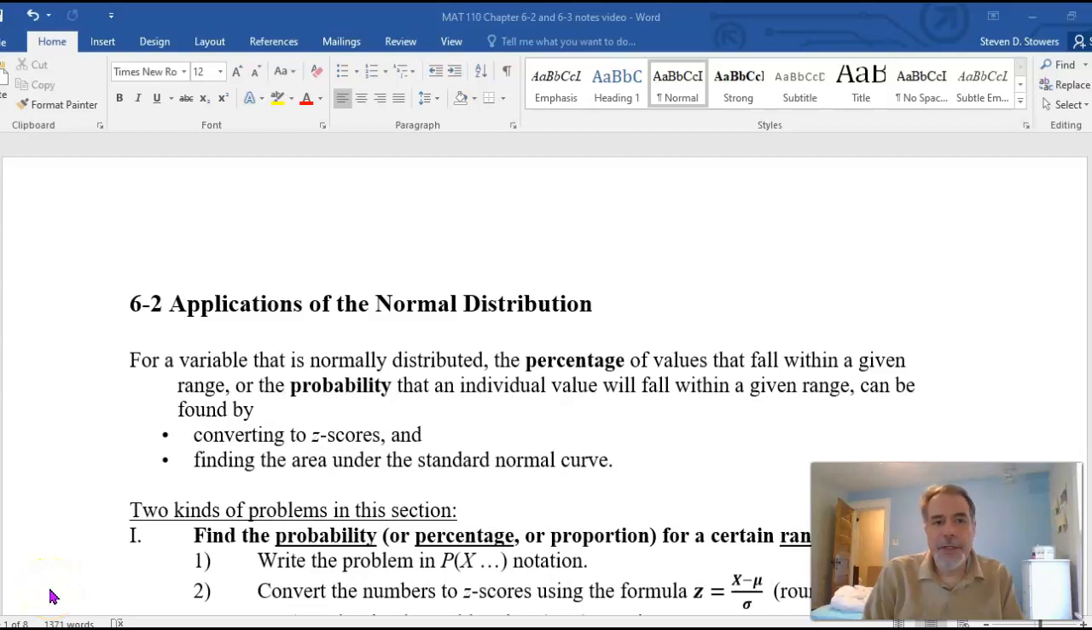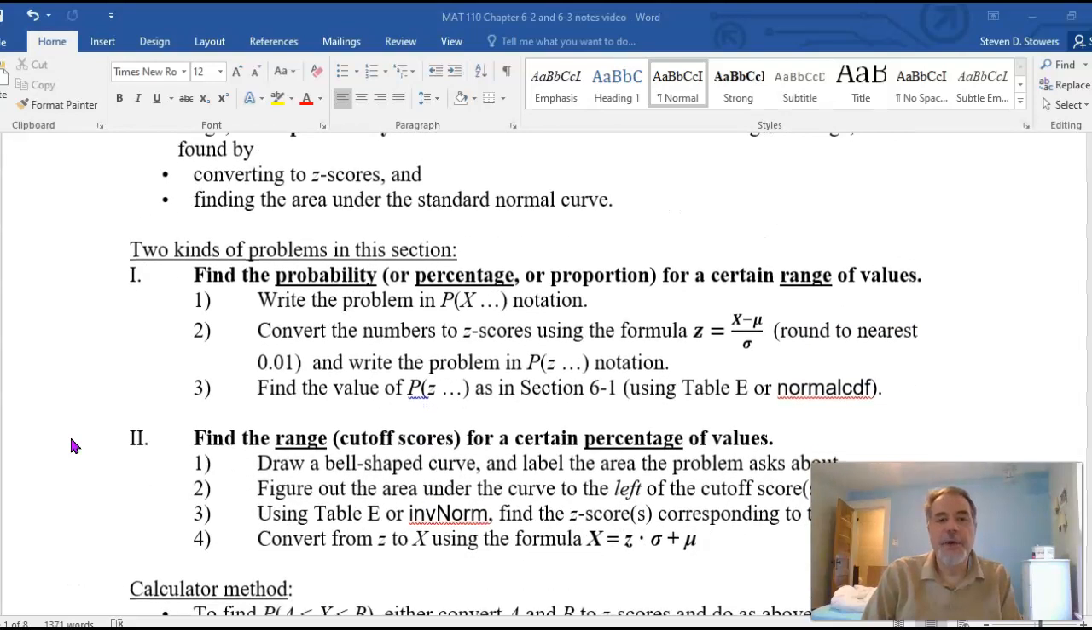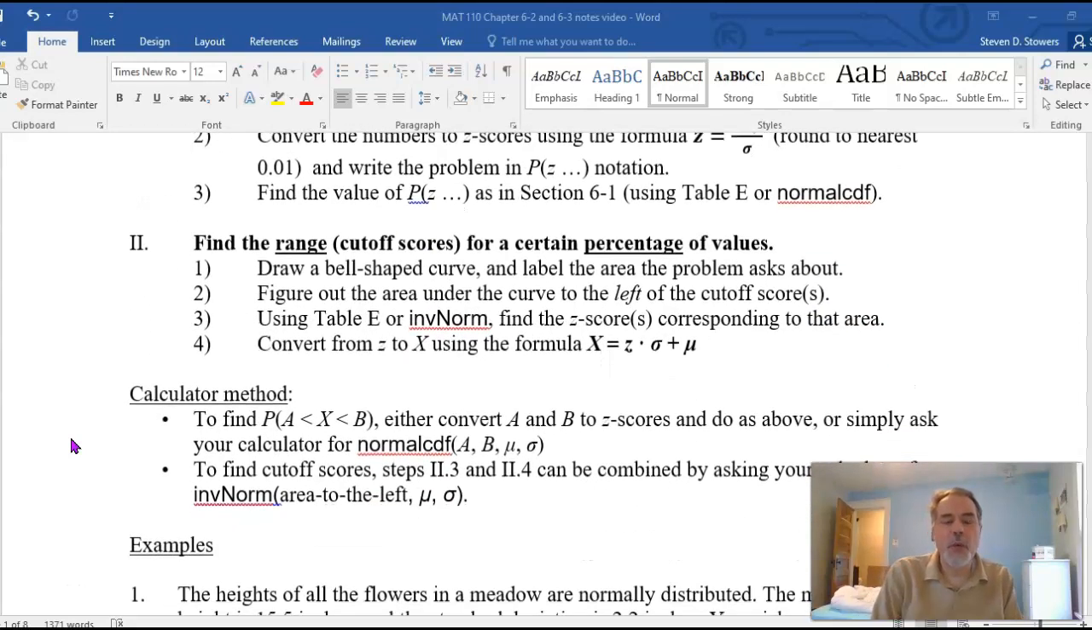And now, as promised, here is part 2 of section 6.2, where I explain how to solve the other kind of problem this section is about. The kind of problem where we're asked to find a range or cutoff scores for a certain percentage of values. The top 10%, the bottom 15%, the middle 40%, something like that.